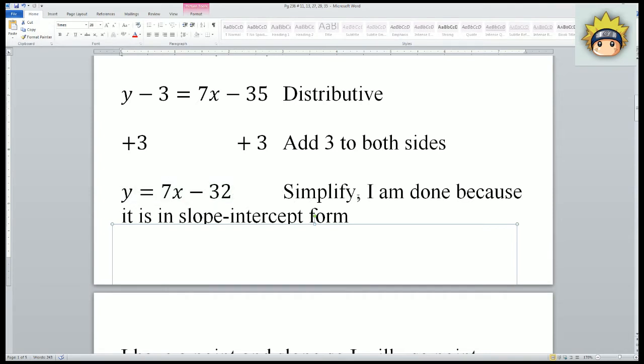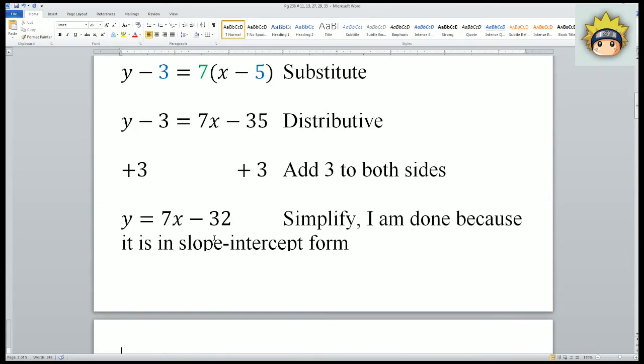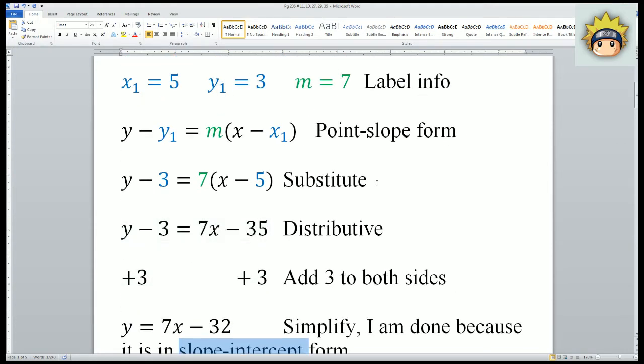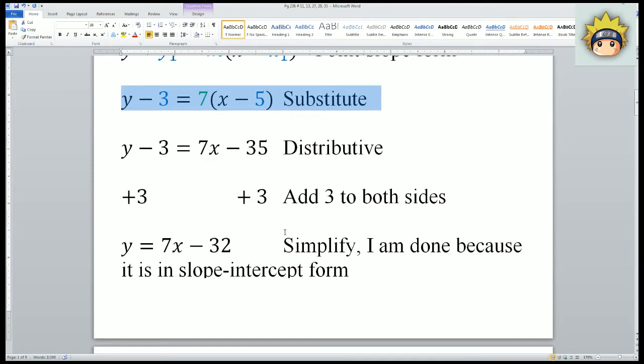I simplify this. I am done because it is now in slope-intercept form. The reason why you should have it in slope-intercept form is now you can actually graph this. This is the only reason why you want it in slope-intercept form. It's easier to graph. But here is how it looks in point slope form after the substitution, and this is the slope-intercept form, so you can graph. There you go.